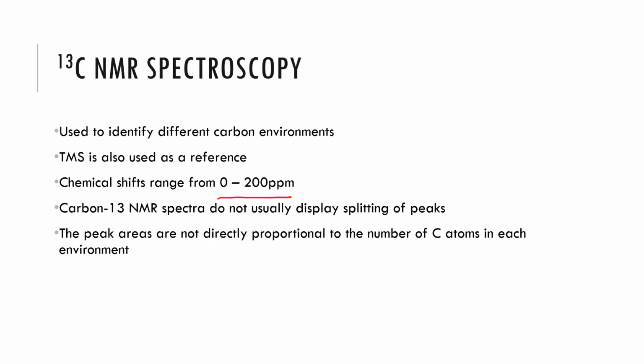Carbon-13 don't typically show splitting of peaks, so all we're using this for is looking for the number of environments and checking chemical shift to perhaps identify carbonyl carbons or carbons that may have been silent in the proton NMR spectrum because they don't have hydrogens attached to them. Unlike hydrogen, the area under the peak is not proportional to the number of carbons in these environments.